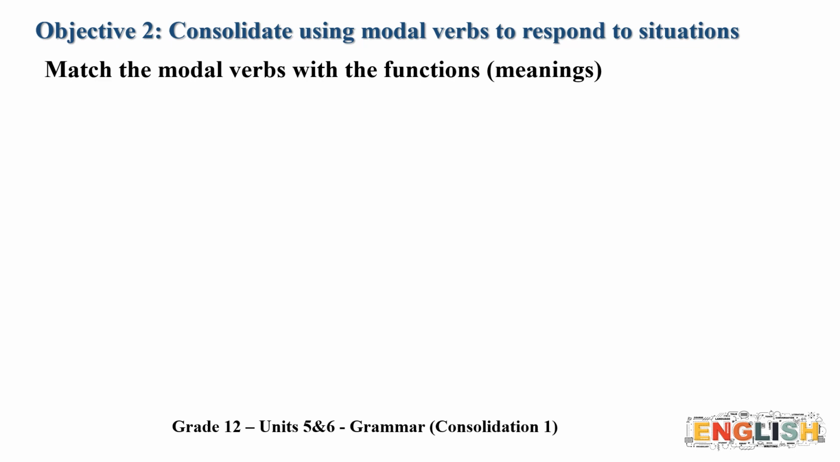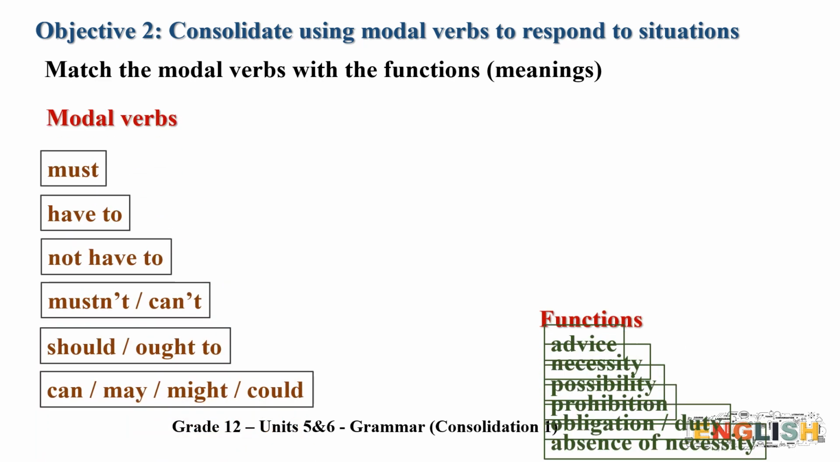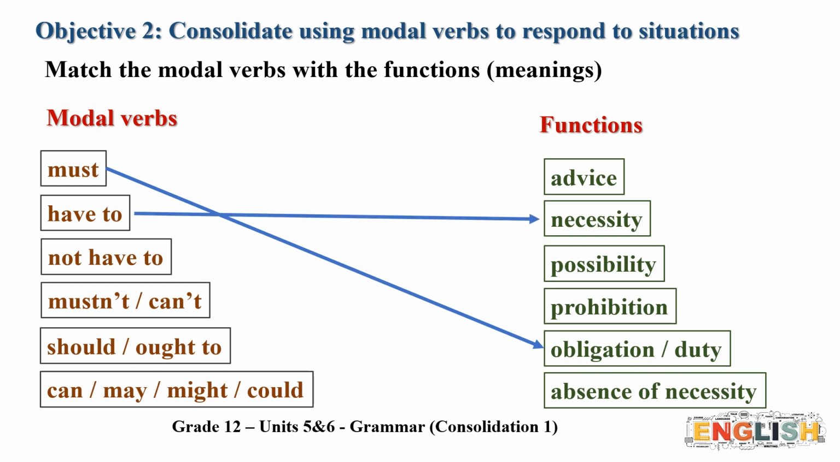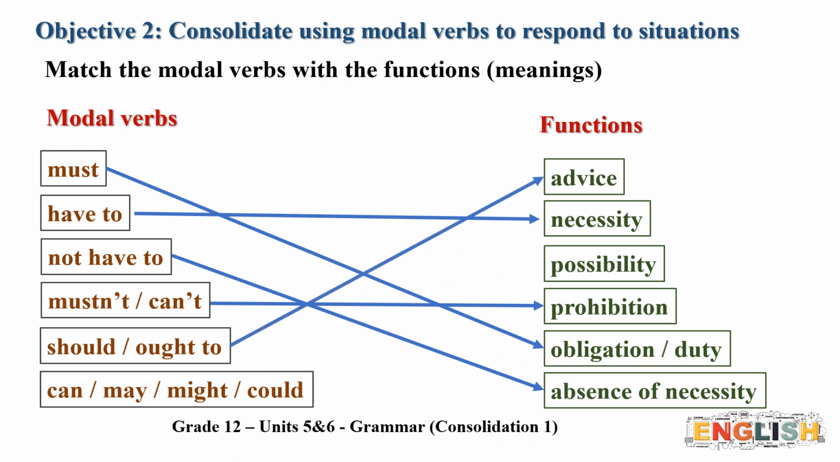The second grammar point is modal verbs. But first, let's match these modal verbs to their functions. So please pause the video here and do the matching. Very good. Must, we use it for obligation and duty. For have to, necessity. Not have to, for absence of necessity. For can't and mustn't, we use it for prohibition. As for should and ought to, we use it for advice. And of course, for can, may, might and could, we use for possibility. Excellent.